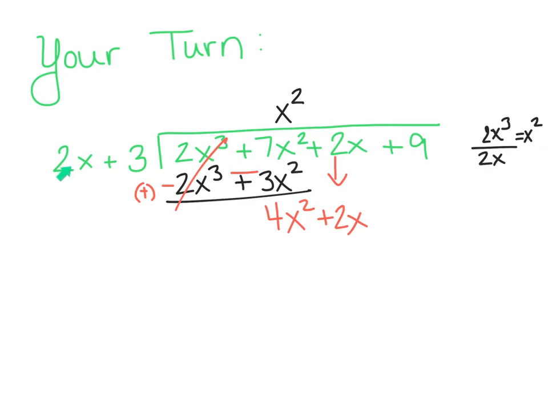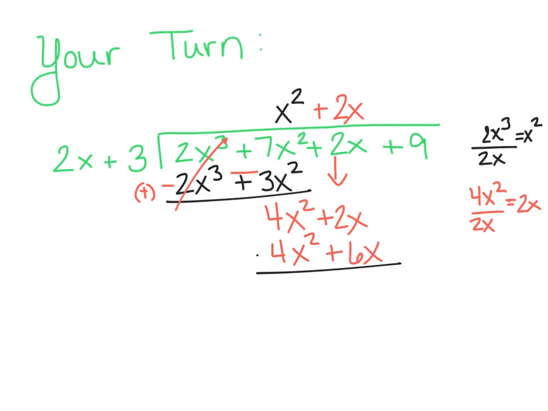Back to the beginning, how many times does 2x go into 4x squared? And that goes in 2x times. Back to distributing 2x times this binomial produces 4x squared plus 6x. Back to the subtraction step, which causes me to just change the sign on everything in the bottom row, and now it's addition. This cancels. I get negative 4x. Bring down the plus 9.